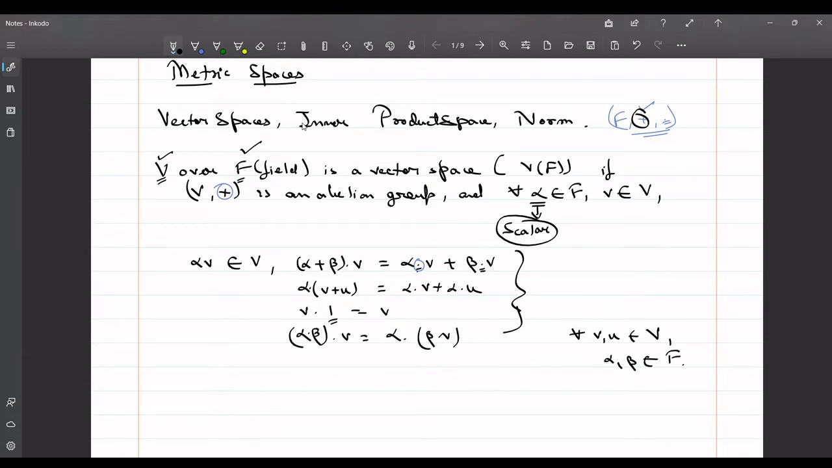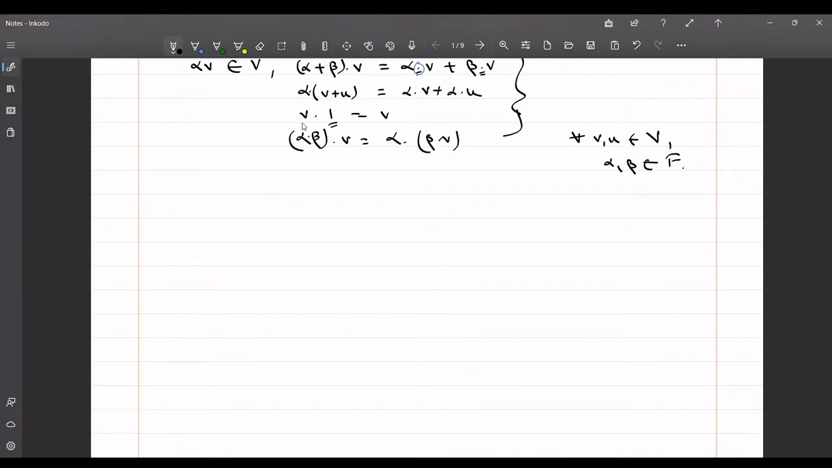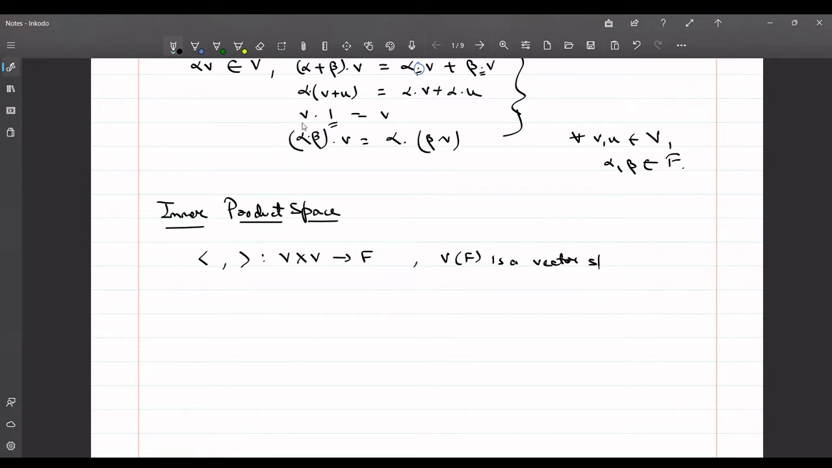Now, using the concept of vector spaces itself, we define one more thing which we call the inner product space. Very basic thing. Let's just understand. We define this as a function from V cross V to the field F, where V over F is a vector space. So we take a vector space V which is over this field F. We have a mapping from V cross V to F such that it obeys the following conditions.